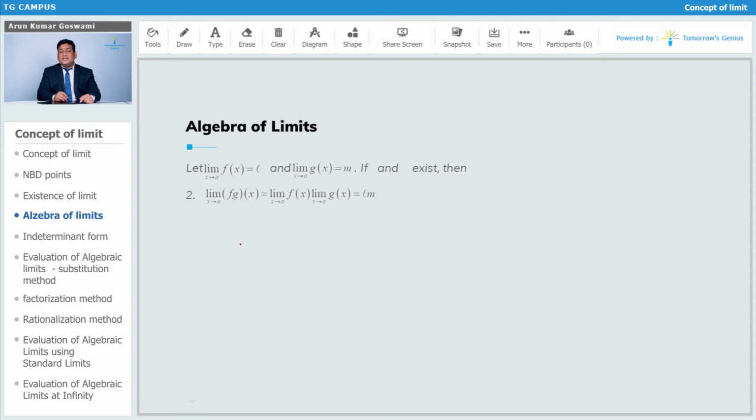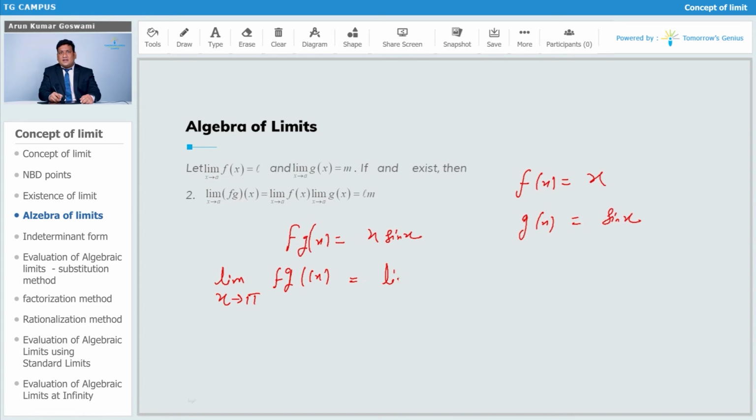The next algebraic property is the product. Again, first I will take my functions: f of x is x, and g of x is again sine x. In that case, f times g of x will be x sine x. Now I'm going to apply the limit here: limit x tends to pi of x sine x. The product I'm using.